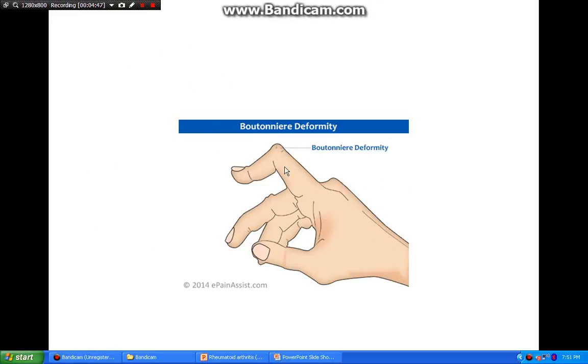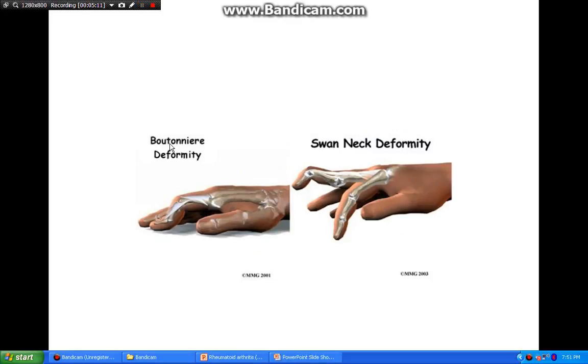So this is the boutonniere deformity. What is the boutonniere deformity? You can say that the proximal interphalangeal joint is flexed, and this is extended, and this is also extended. Is it right? So you can see that here there is a flexion deformity of the proximal interphalangeal joint. Again, we already talked about the boutonniere deformity. Here we can see there is the flexion deformity on the proximal interphalangeal joint.